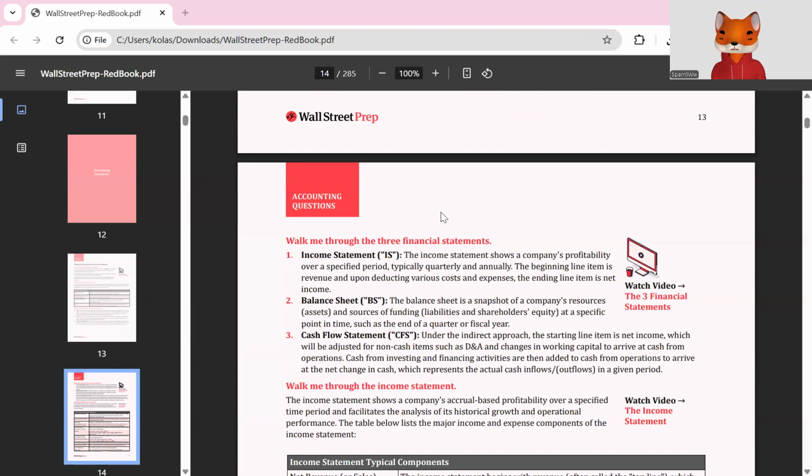Under the indirect approach for the cash flow statement, the starting item is net income, which will be adjusted for non-cash items such as depreciation and amortization and changes in working capital to arrive at cash from operations. Cash from investing and financing activities are then added to cash from operations to arrive at net change in cash, which represents actual cash inflows or outflows in a given period.